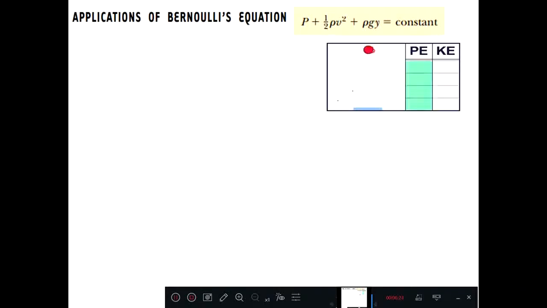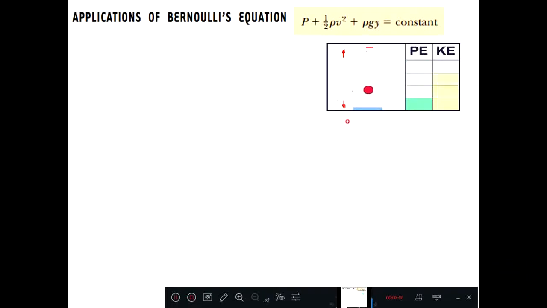As the stone falls down and down, the kinetic energy will be increasing and the potential energy decreases. When the stone is at the top, the potential energy will be high. When it falls down, the kinetic energy increases and potential energy decreases. But when you take the sum together, potential energy plus kinetic energy equals total energy, which remains the same.